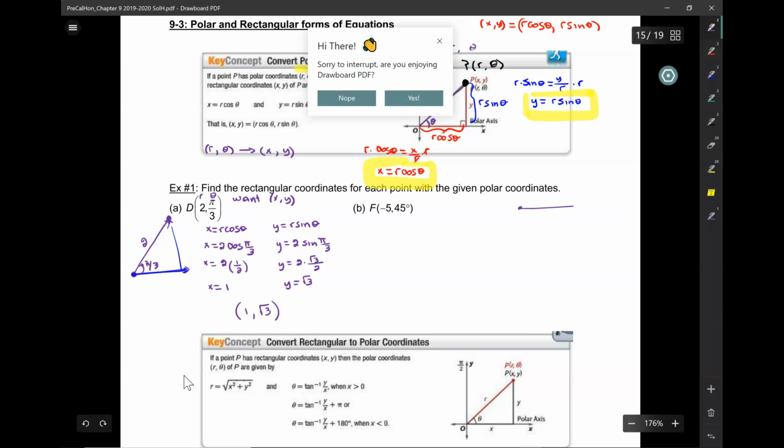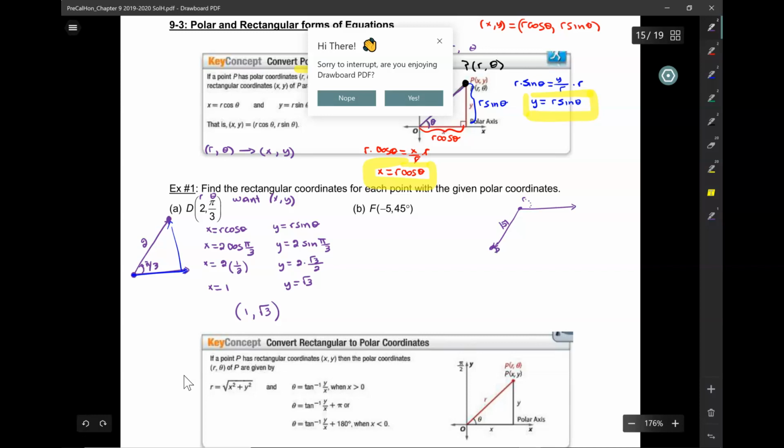Let's do this one. This is the polar axis, right? Now I have -5 and 45 degrees. So 45 degrees would sort of be here. But now this is -5, so it's in the opposite direction here. Okay, so that's a distance of 5 in absolute value. And that's where my point P is, right here.